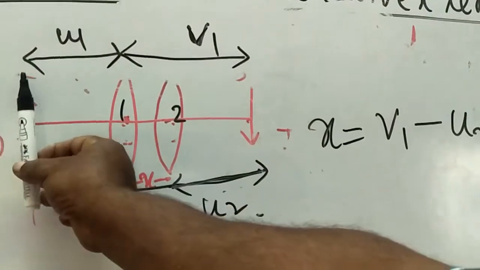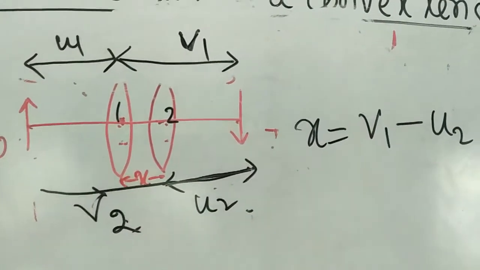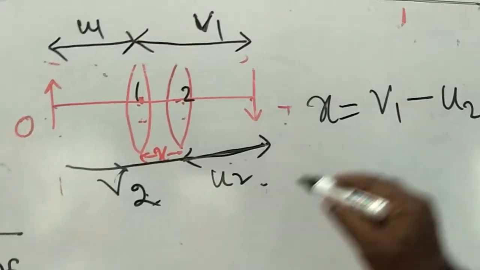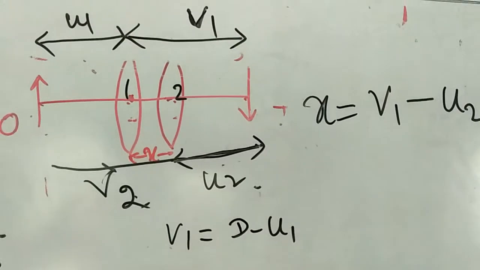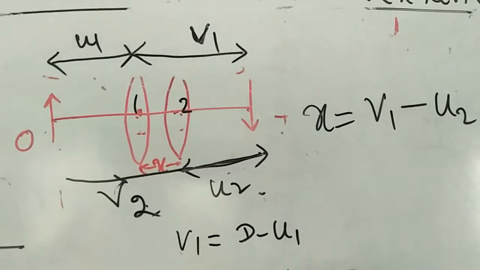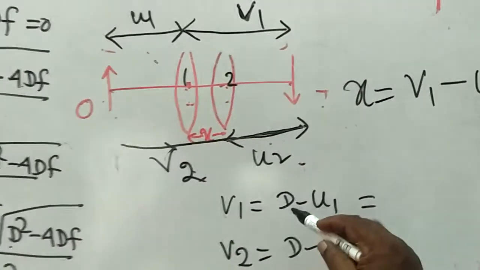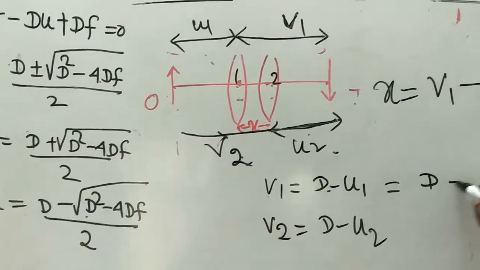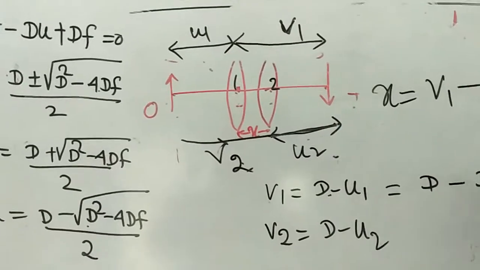On one side you take the object, and on the second side the image. So put the values of v1 and u2. v1 will be D - u1, v2 will be D - u2. Put the value of u1 and find the difference between them. You will see it is automatically (D - √(D² - 4Df)) / 2 and so on. You calculate and you will get √(D² - 4Df).